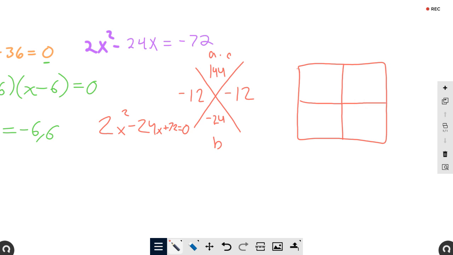And then next I make my box. And so A will go here and C will go here. So in this case it was 2x squared and 72. And then in those two boxes you would just put the two numbers that you found.